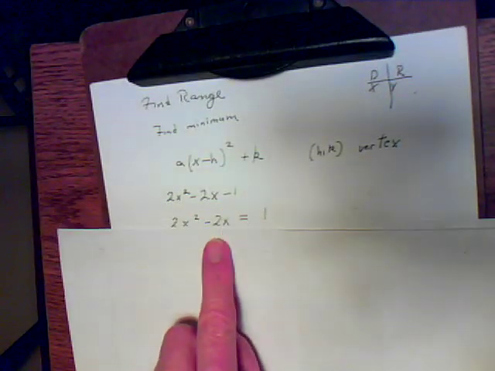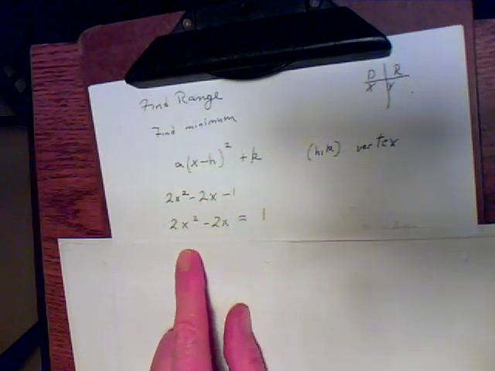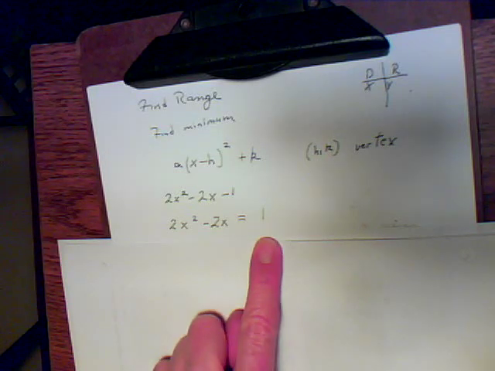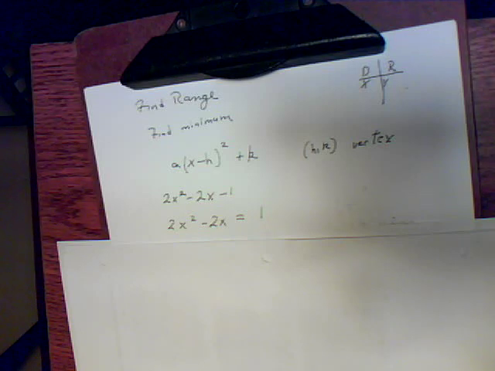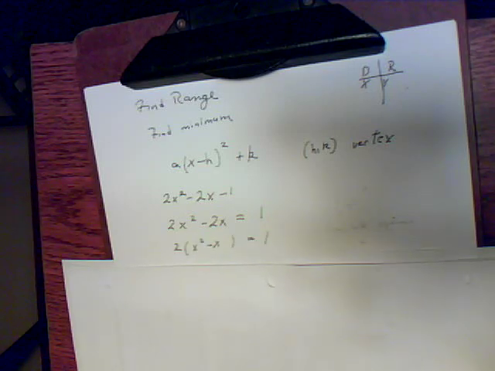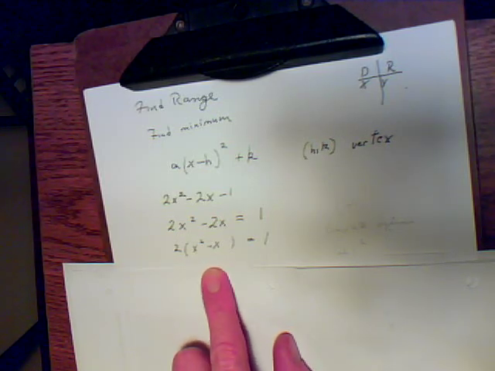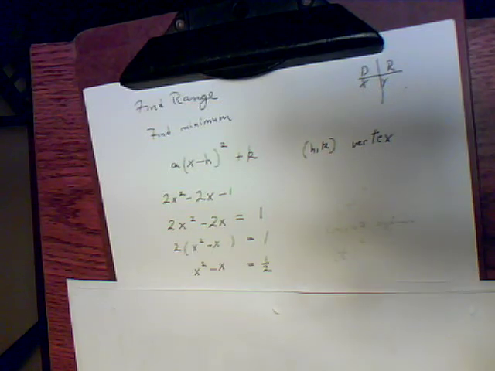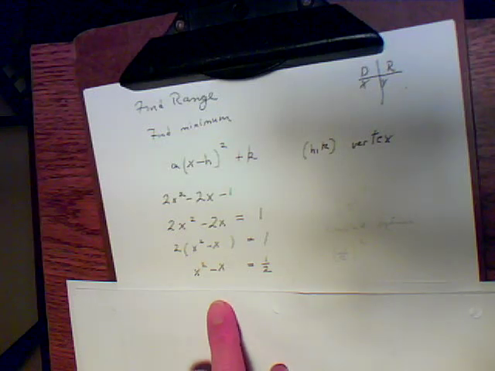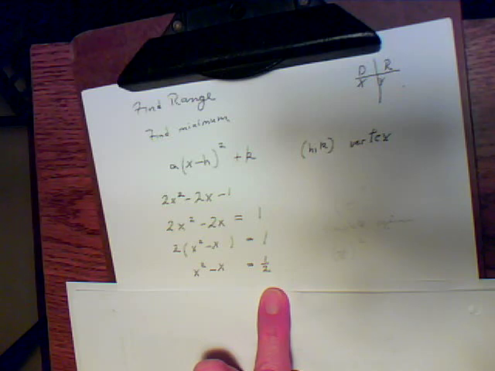I already wrote it down. Rearranging it because we will complete the square. 2x squared minus 2x is equal to 1. I brought the minus 1 to the other side of the equal sign. Here I factored out the 2 because it's easier to see. 2 times the quantity x squared minus x is equal to 1. And then I divided by 2. X squared minus x is equal to 1/2.